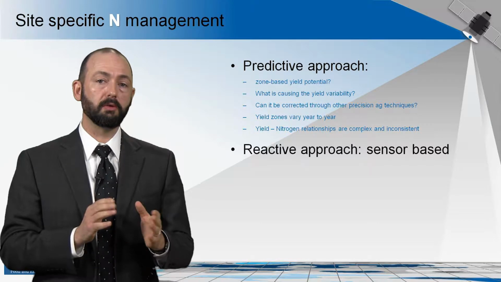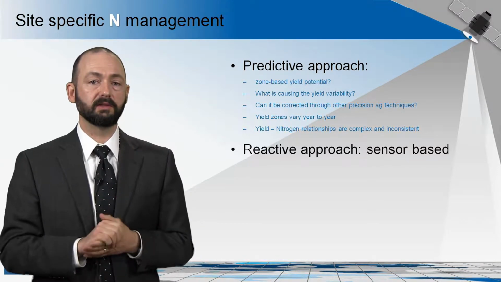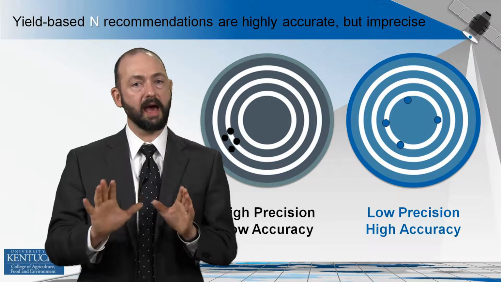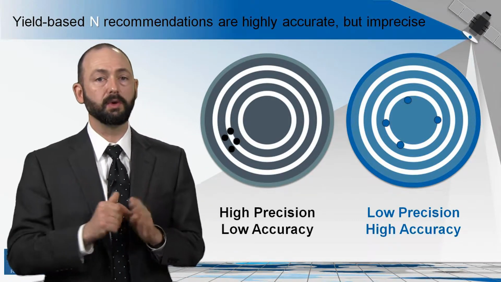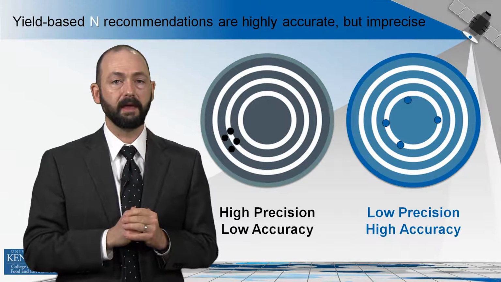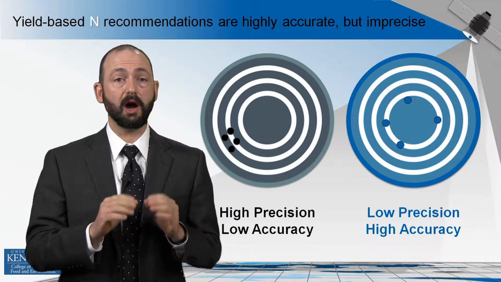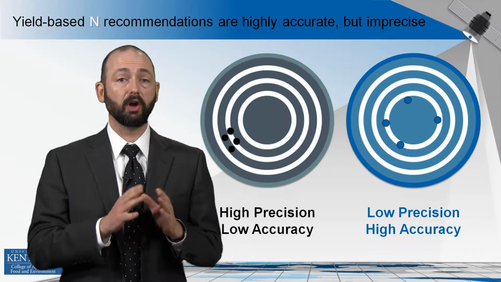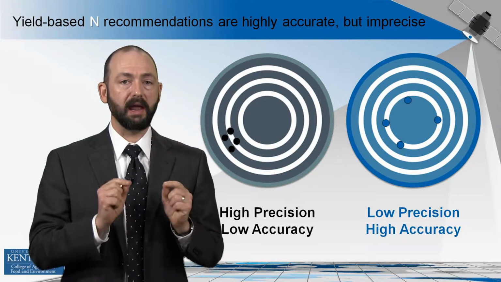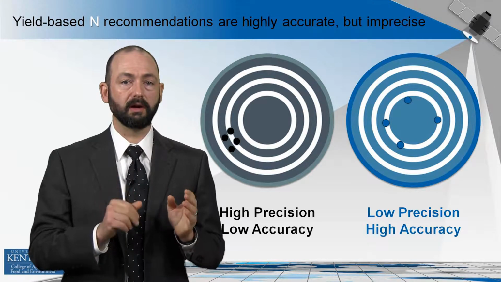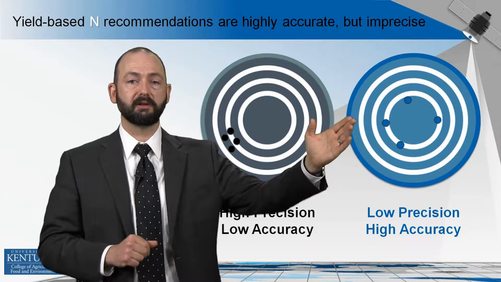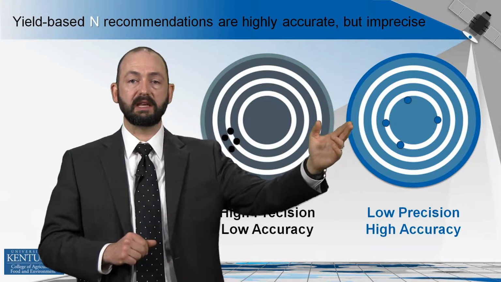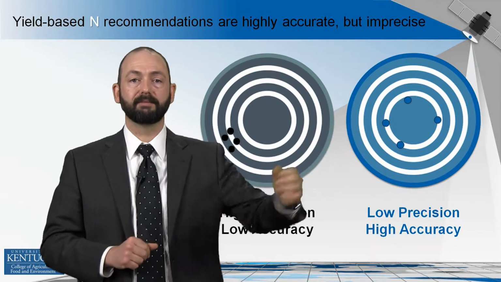And there's a lot of sensors on the market now that can be used in this strategy. So again, to remind you about precision and accuracy, because this underpins everything we do in site-specific nutrient management: yield-based nitrogen recommendations are highly accurate, okay, because they're developed over many years from many plots, and on average they're right. But every single year they're wrong. It's just like the low precision, high accuracy target. On average we have the right rate, but each year we're not hitting the bullseye.